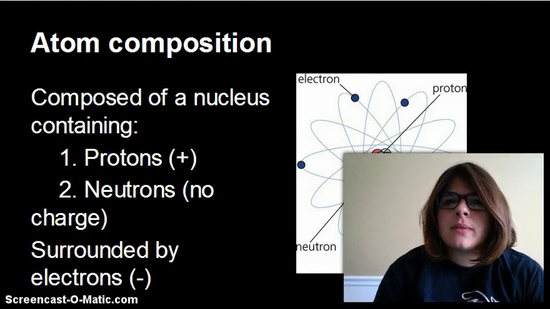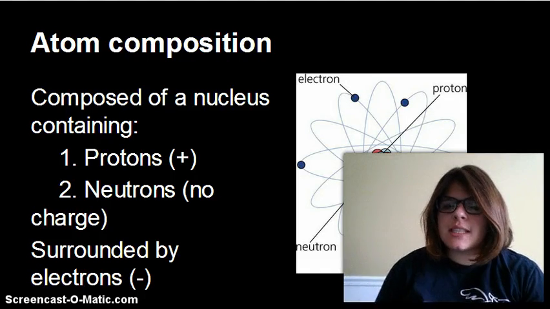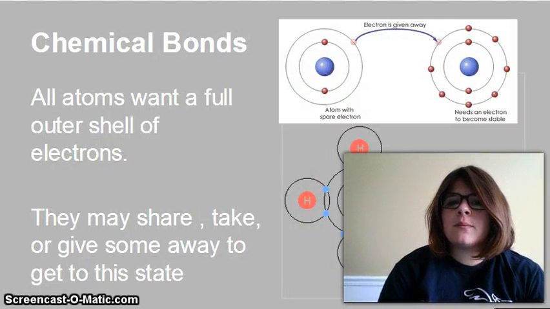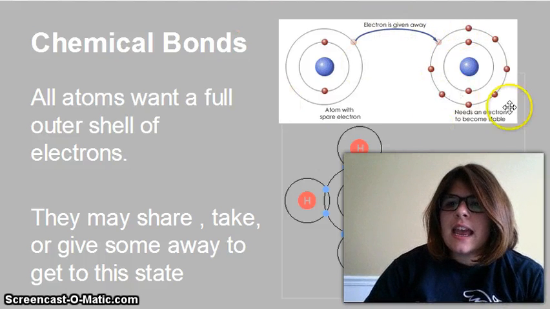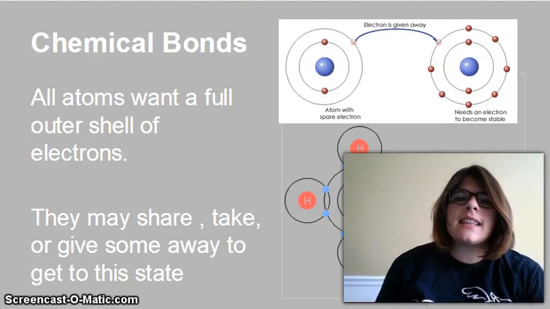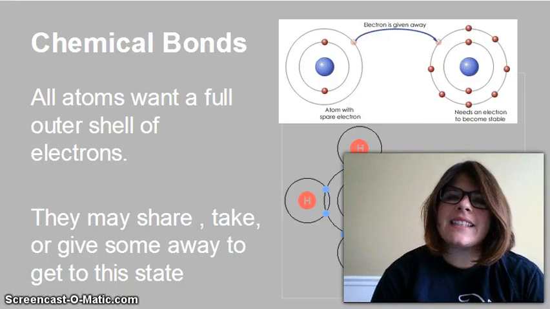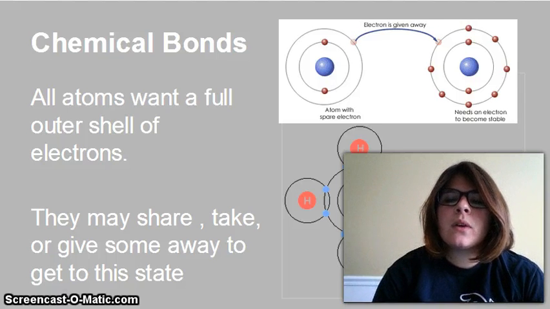Well, as I chew and I digest, what am I breaking? Well, your answer would be chemical bonds. So we put together these atoms using chemical bonds. So chemical bonds, all atoms want a full outer shell of electrons. As you can see here, we're trying to get this full outer shell. And that outer shell is often referred to as valence electrons.